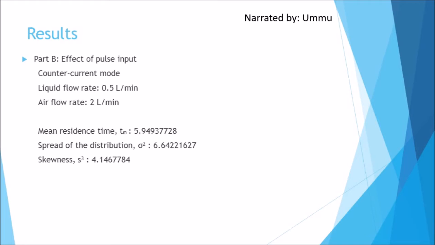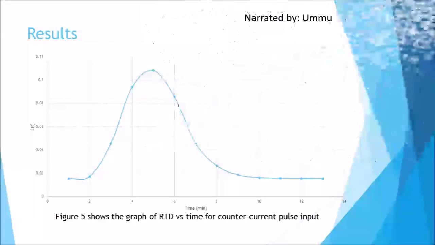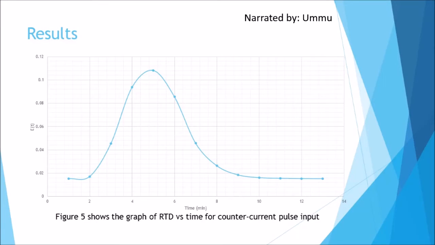These are the data obtained from operating the equipment in counter-current mode with pulse input. The figure shows the graph of residence time distribution versus time for counter-current pulse input.